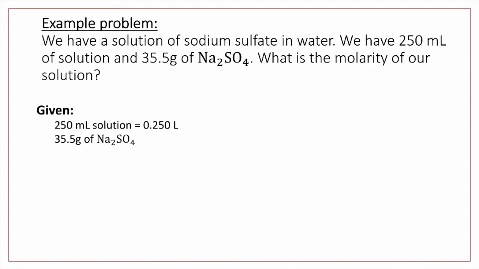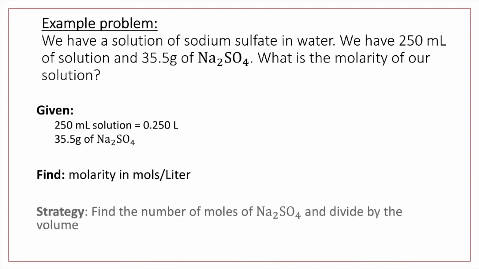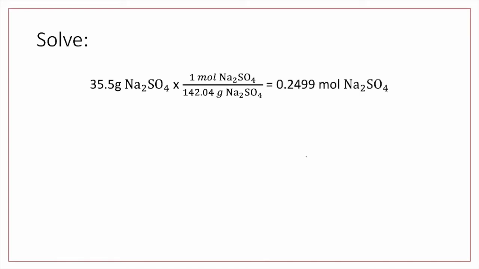We have 35.5 grams of sodium sulfate, and our equation for molarity is moles of solute per liters of solution. Now, we need to find moles per liter. Here is our strategy. First, we're going to convert grams of sodium sulfate to moles. We'll do that by taking the number of grams we have and dividing by the molar mass. That gives us 0.2499 moles of sodium sulfate.